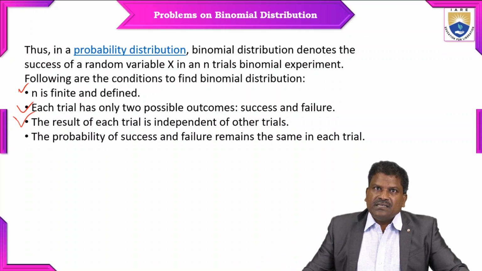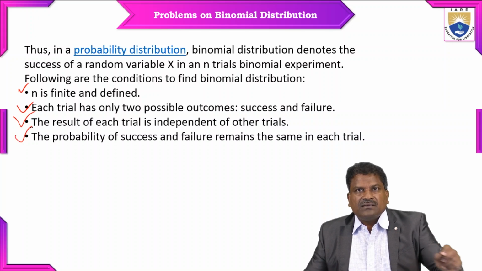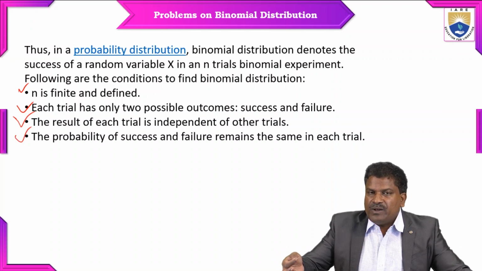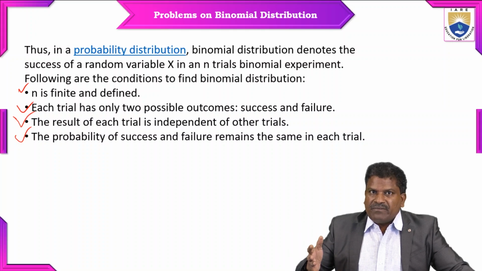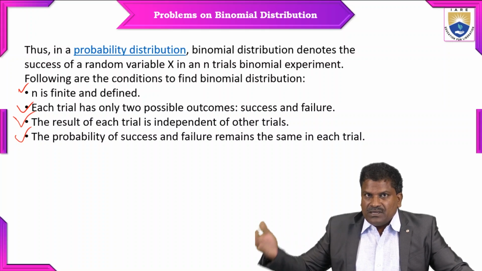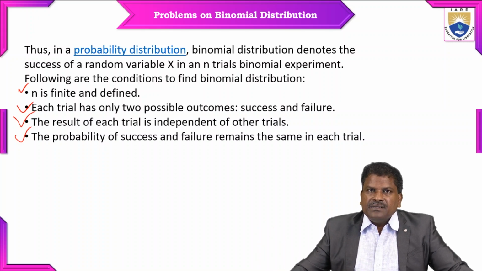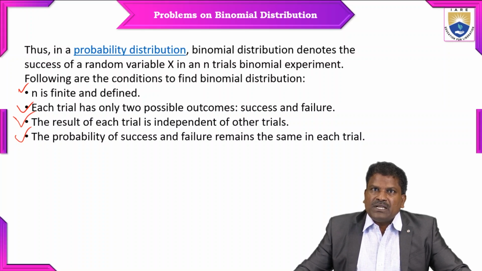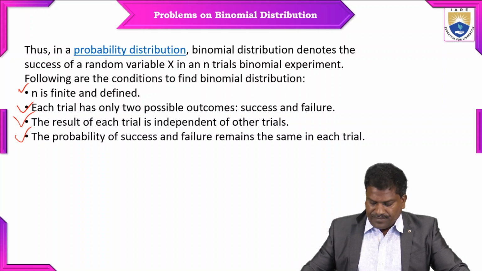The fourth condition is the probability of success and failure remains the same in each trial. Suppose you flip a coin: the probability of getting a head is 50%, 0.5, 1 by 2. The probability of getting a tail is also 50%, 0.5 or 1 by 2. Same. So the probability of success and failure remains the same in each trial.